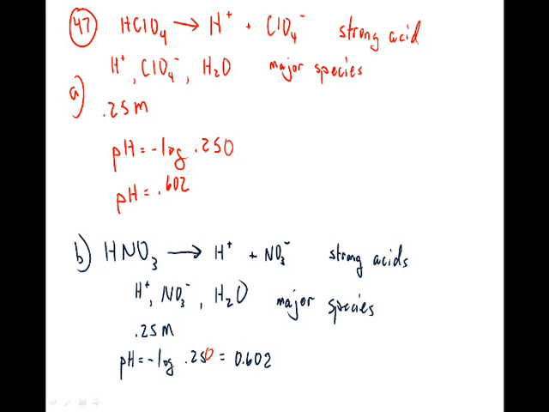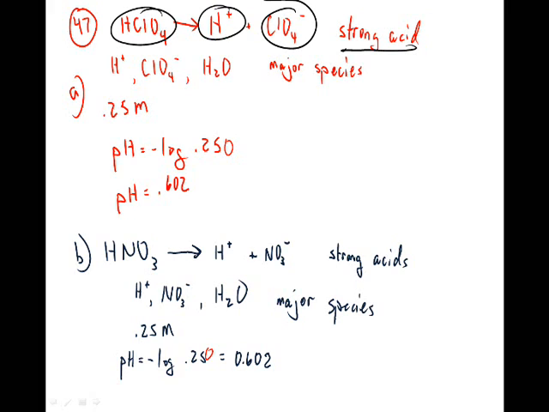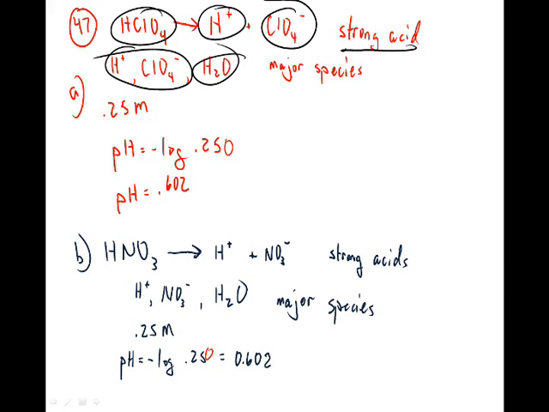47 says, what are the major species that are present when you have HClO4 in solution? Well, HClO4 is perchloric acid. It's a strong acid. And so pretty much what's in solution are these ions. And of course you've got water because it's in solution. Now water isn't going to contribute as much to the hydrogen ion concentration as this, so we're not going to worry much about water.